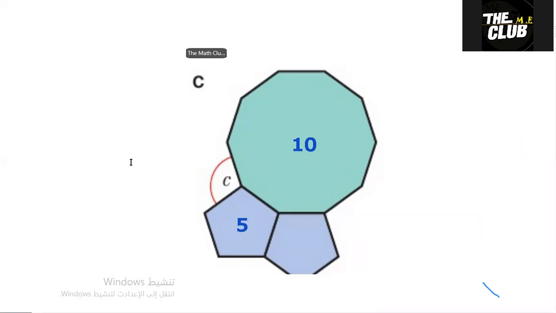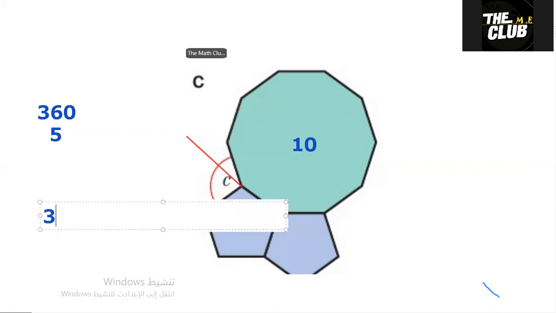Now, as we can see, angle C is between what? It's divided between the exterior of the pentagon and the exterior of this polygon that has 10 sides. Now, we're going to find these exterior angles. How do we find the exterior angles? As we said before, we're going to divide 360 by the number of sides. For the pentagon, I'm going to divide by 5, and for the other one, I'm going to divide by 10.